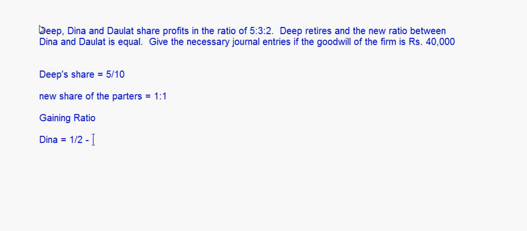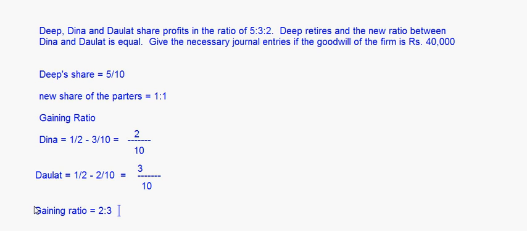Gaining ratio for Dina will be the new ratio, that is 1/2, minus his old ratio, that is 3 divided by 10. So that comes to 10 here, and then 5 minus 3 is 2. So this is equal to 2 divided by 10. And for the other partner, Daulat, it is 1 divided by 2 minus 2 divided by 10. I take 10 here, and this is 5 minus 2, which is 3. So the gaining ratio is 2:3.